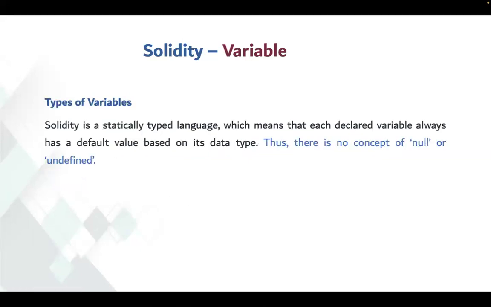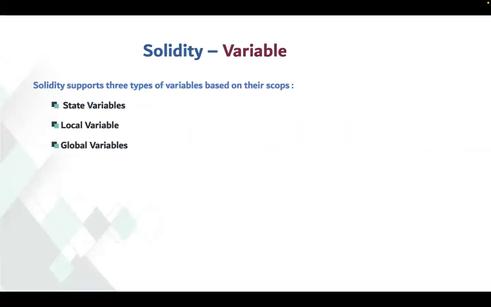Regarding the types of variables, Solidity is a statically typed language, so every variable has a default value based on its type. This means there is no concept of null or undefined. Actually, Solidity supports three types of variables: state variables, local variables, and global variables.